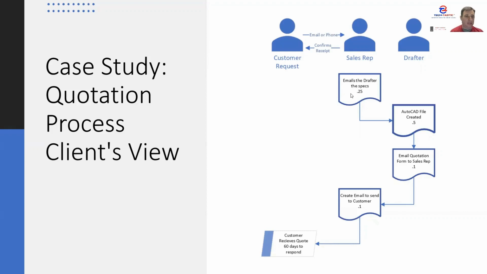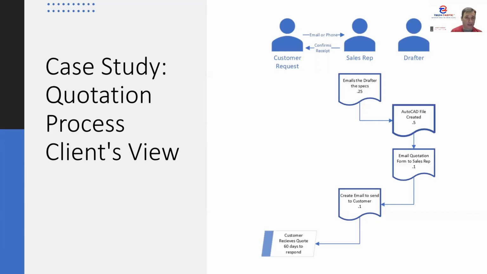The sales rep, they informed us, is going to email the drafter. It takes them about 15 minutes or less to go ahead and shoot out an email to the drafter. The drafter will then go ahead and create an AutoCAD file, which will then be emailed in a quotation form to the sales rep. And then the sales rep is going to create an email and send it off to the customer, which, when it goes off to the customer, has a 60-day time limit to respond on that quote. So at the end of 60 days, this quote will have a value of $0.